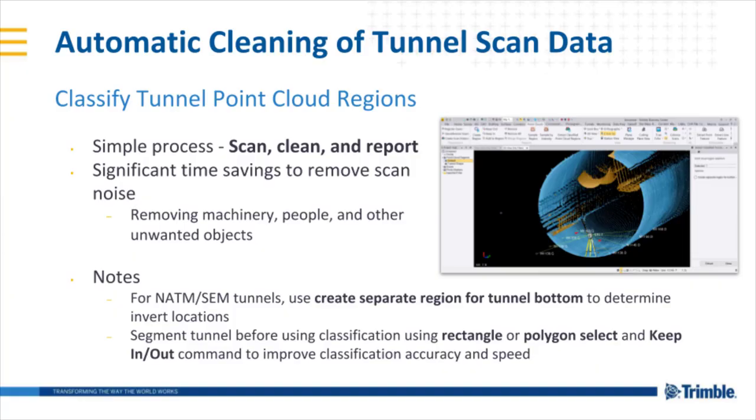Some notes on this command. For NATM and SEM style tunnels, there is an option called Create Separate Region for tunnel bottom to determine invert locations, and also to keep the tunnel shape separate from the tunnel bottom. It's also important to note that you should use a polygon or rectangular select before running the tunnel classification to improve the speed of the processing as well as the resulting accuracy of the extraction.